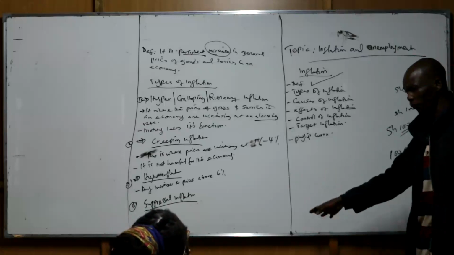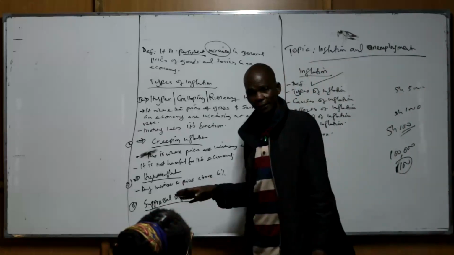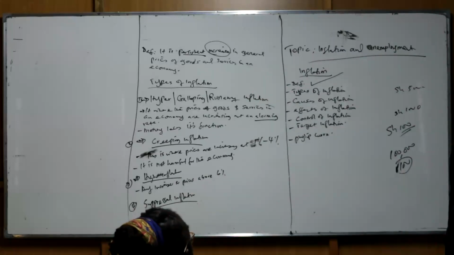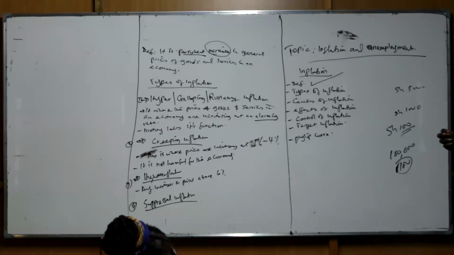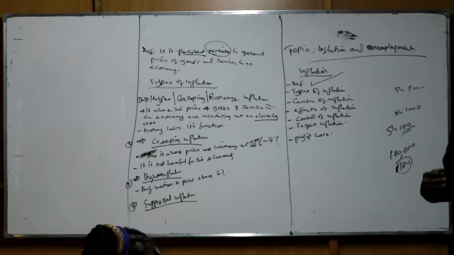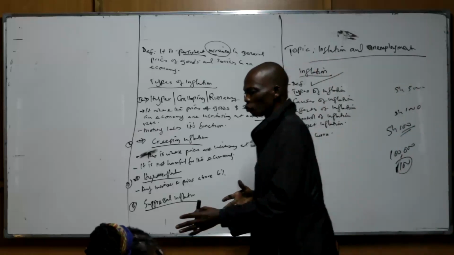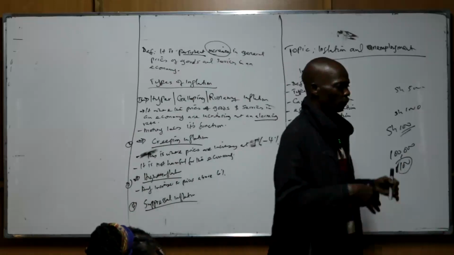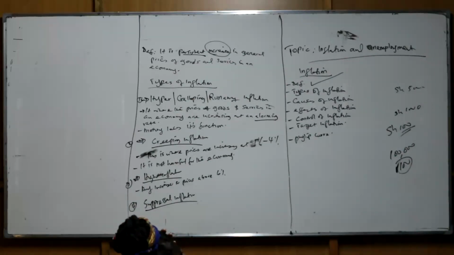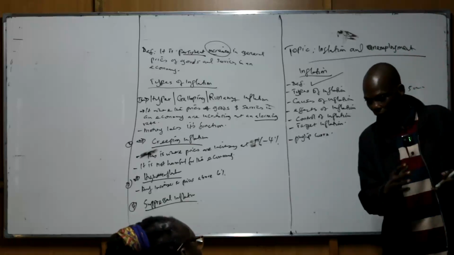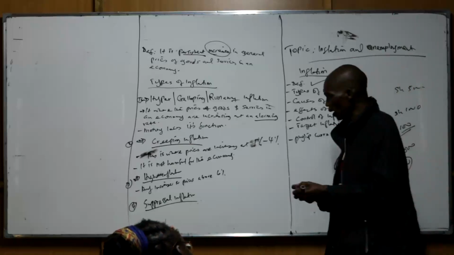Suppressed inflation happens where there's inflation, but the prices are not rising because of government policies like price control. The inflation is there, but the prices are not increasing because of the government policy of price control. But we are able to see the symptoms of inflation, for example, shortage of goods in the economy, long queues in shops and so forth. The prices are not increasing simply because the government has set the price. We call that suppressed inflation.